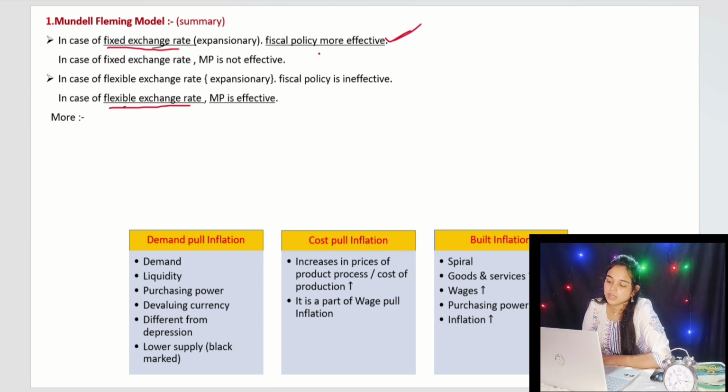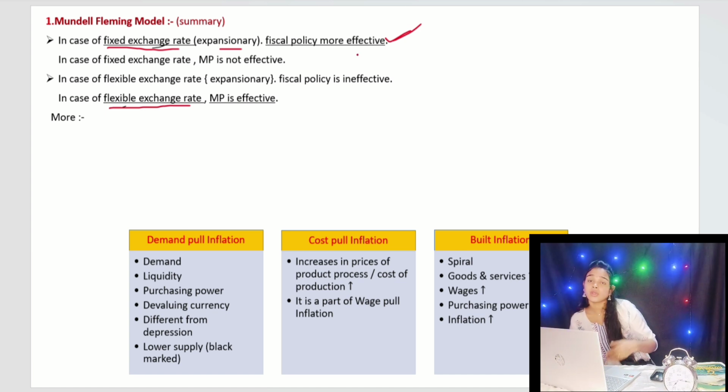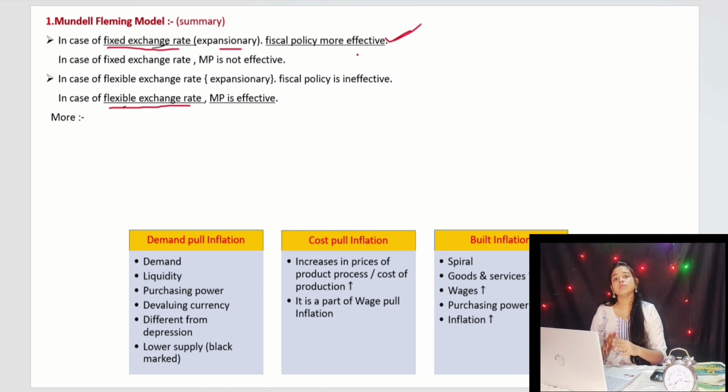So in case of fixed exchange rate set by the central bank, expansionary fiscal policy is more effective. Fine. How? Expansionary under fixed exchange rate means the money supply is more, right? So the LM curve is flatter. LM curve is flatter means monetary policy is ineffective, and if the monetary policy is ineffective, then fiscal policy is more effective. Got it?